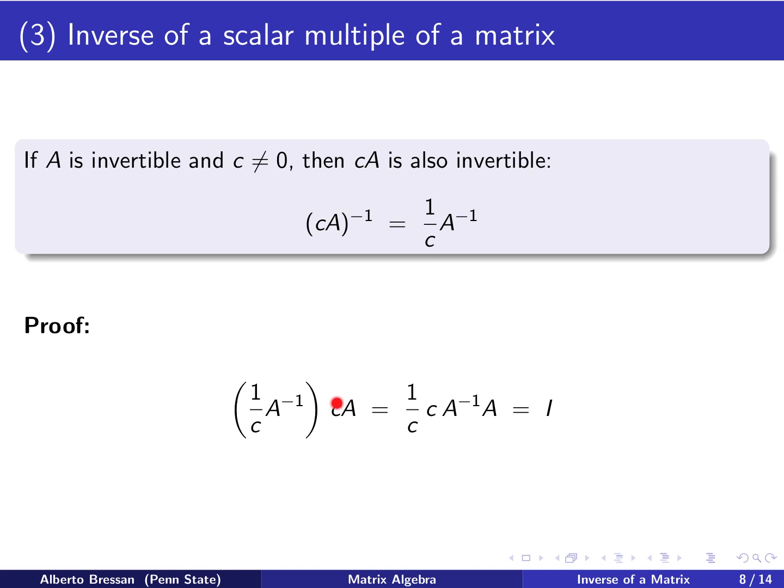Okay, and then since it's a scalar multiple, this C here can be moved to another place. So I'll remove this bracket here, and then I move the C to the front. So I will have 1 over C times C. And then I'll have A inverse times A. So 1 over C times C is just 1. And then A inverse times A is identity. And I get identity at the end. Okay, and that completes the little proof.